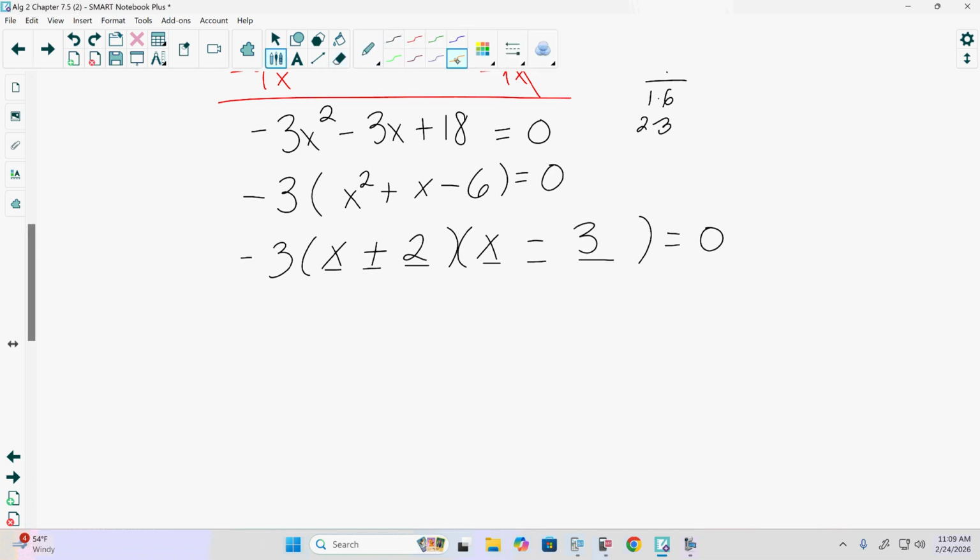Because again, the last thing we're going to do is check and make sure that we get that middle term. X times negative 3 is negative 3x. 2 times x is positive 2x. Negative 3x plus 2x is negative x. We wanted it positive. Switch the sign, so now we get positive 3x minus 2x gives us the x we need. Yes.